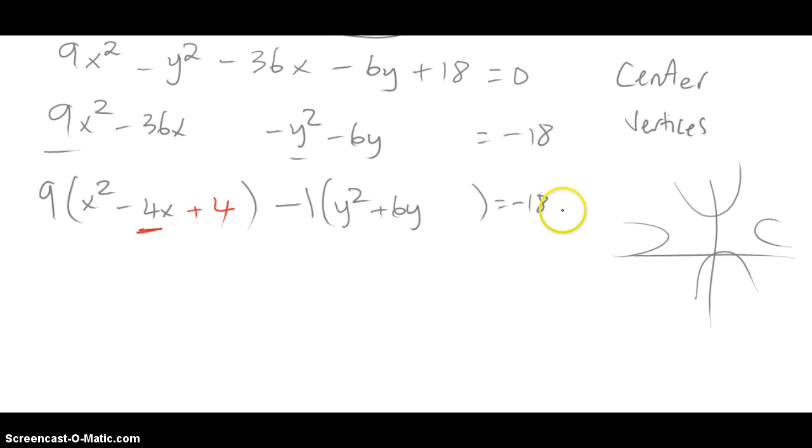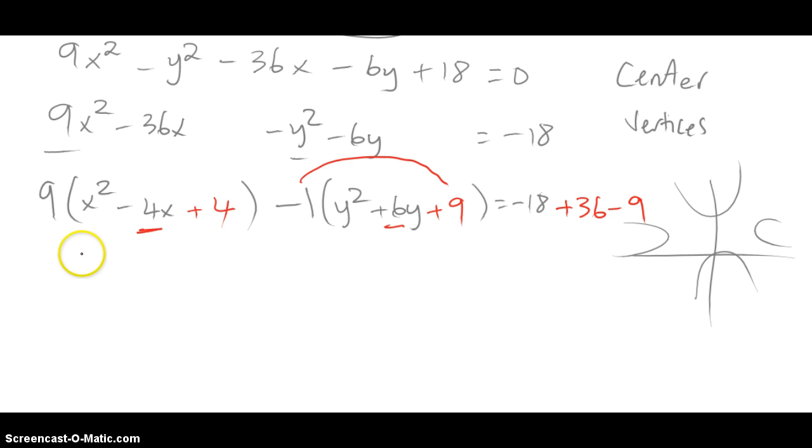Some of you at this point are going to be tempted to add 4 over here to keep it balanced. But be careful. We're not actually adding 4 here, we're adding 4 times 9, aren't we? So 4 times 9 is 36, so let's add 36 here. Now let's do the same for this term here. Divide by 2, we get 3, and squared we get 9. And then that 9 is multiplied by this negative 1. So we're actually subtracting 9, which means we subtract 9 from the other side of the equation.